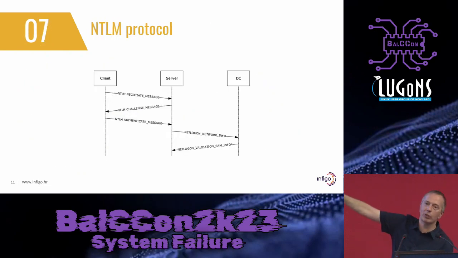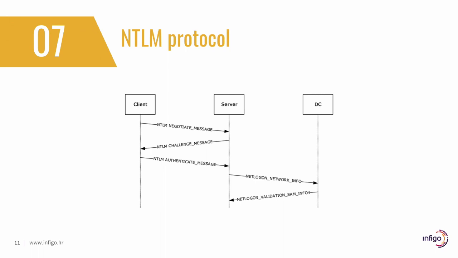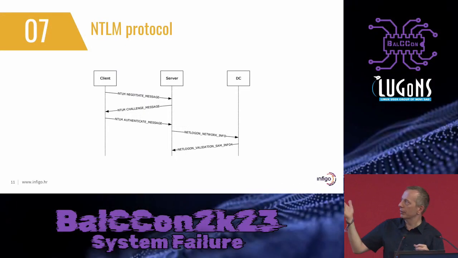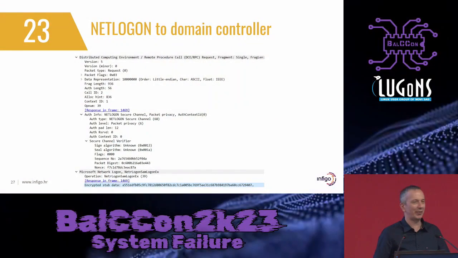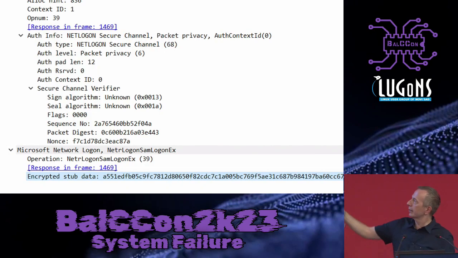see this Netlogon network info, where my member server talks to the domain controller. What the member server does now is that it takes those 3 NTLM packets, puts them into one big blob, encrypts it with this session key, and sends it to the domain controller and says, hey buddy, can you please check if this password is correct or not? It's not that simple. Now, Microsoft does some other Microsoft things over here, as you will see in the next couple of minutes.